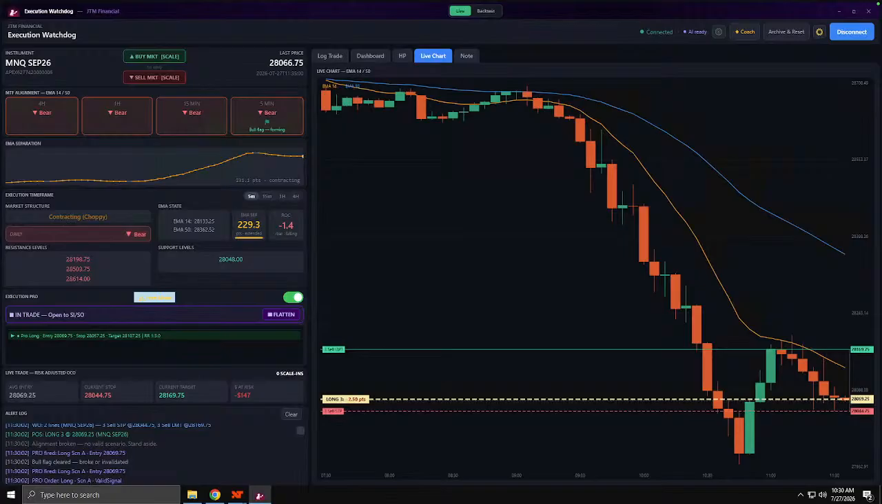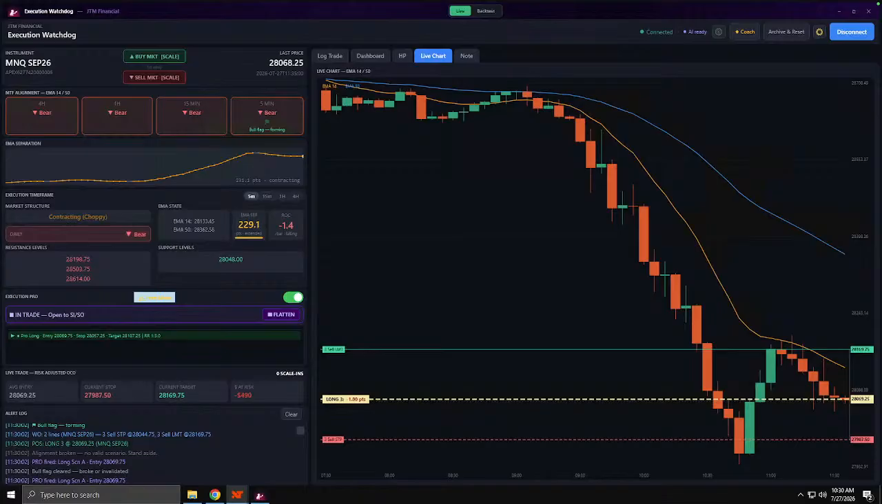I'll give it a lot of room. Now I'm setting my risk to roughly 500 bucks, right? So let's see if we get this bull flag to play out.